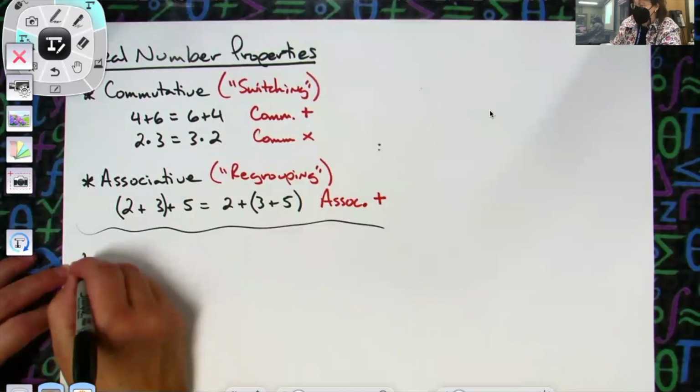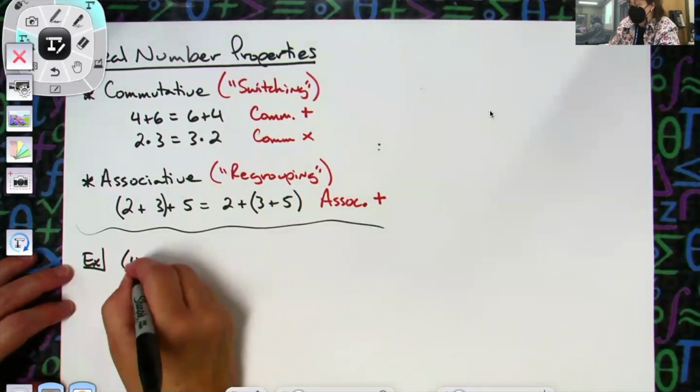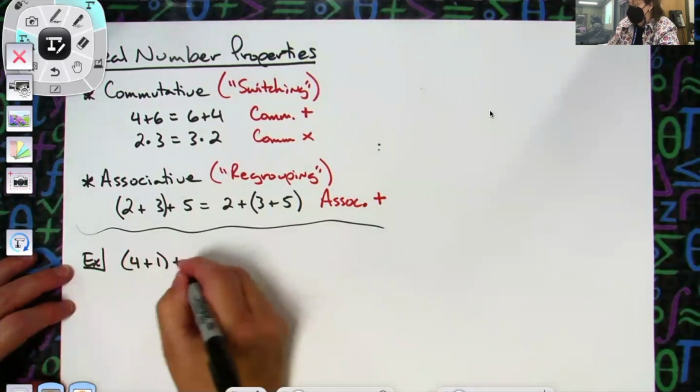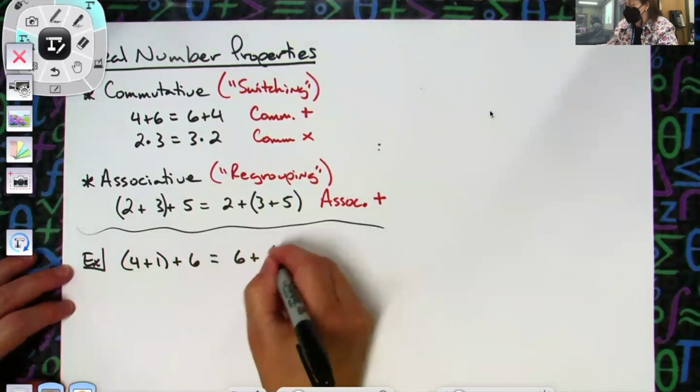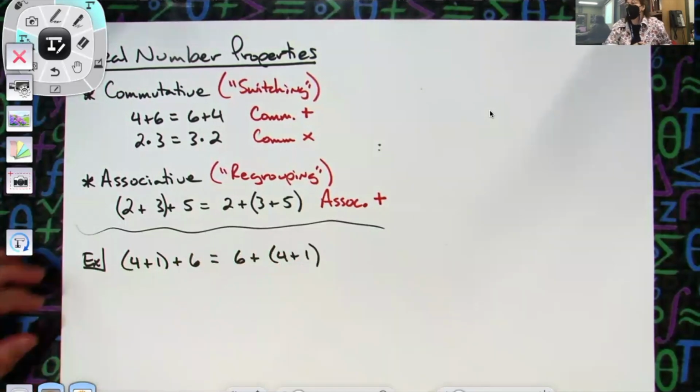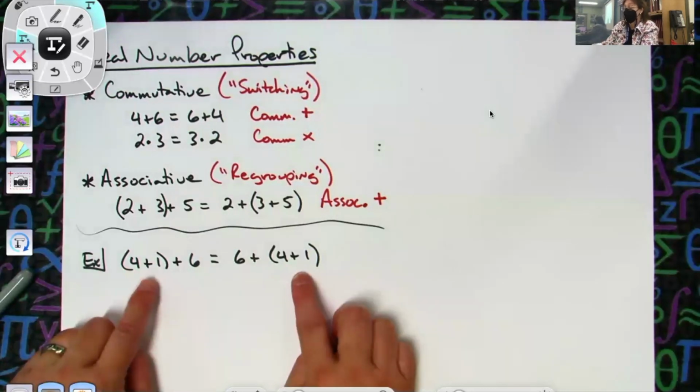If I did, I don't know, let's do 4 plus 1 plus 6, and then let's do 6 plus 4 plus 1. Now you've got to ask yourself, have the numbers been regrouped? They've not been regrouped, right? Because on both sides, I've got the 4 plus 1 inside parentheses. So I didn't do any regrouping.